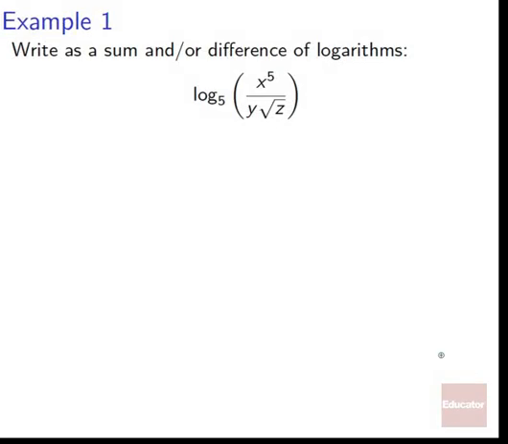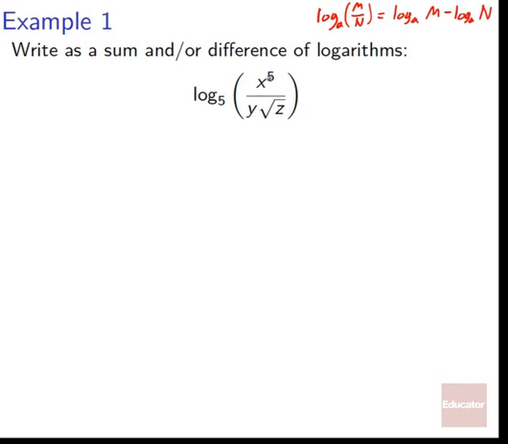All right, first one, write as a sum and or difference of logarithms, our first example here. So we're working with base 5, but that doesn't affect how any of our properties work. So remember, if we have log of m over n for any base a, then that's equal to log base a of m minus log base a of n. So same log base on both, and it splits into subtraction.